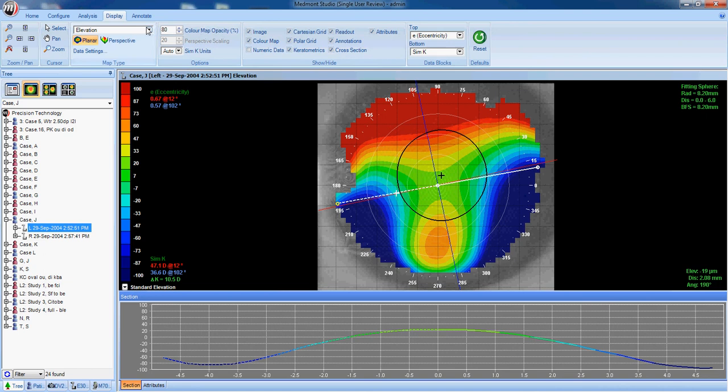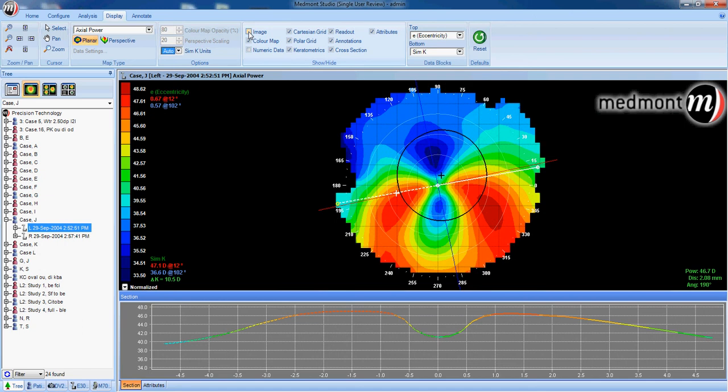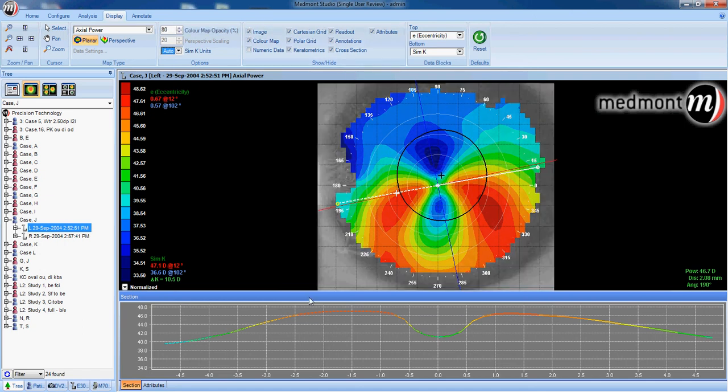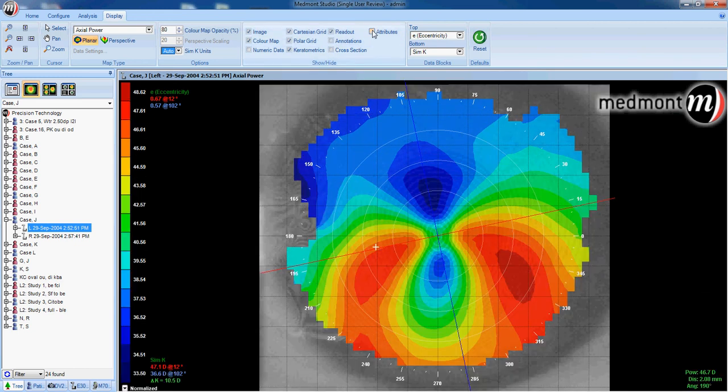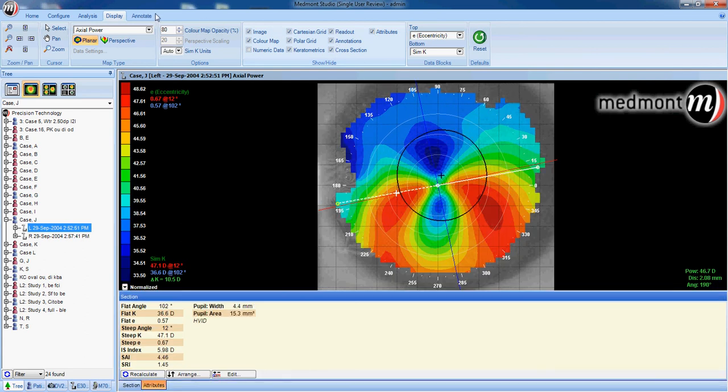Also on display, we can change any way we analyze these eyes. We could reduce the color map opacity to see more ring reflection, or increase the color map opacity to eliminate it. We could eliminate the image so just the colorized topography exists. We can get rid of the annotations, the cross-section, the attributes.